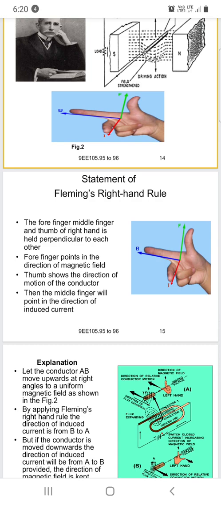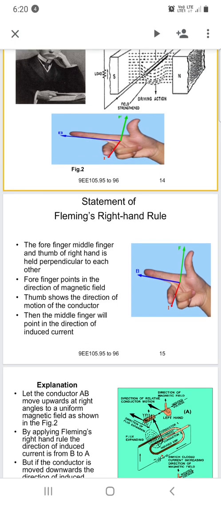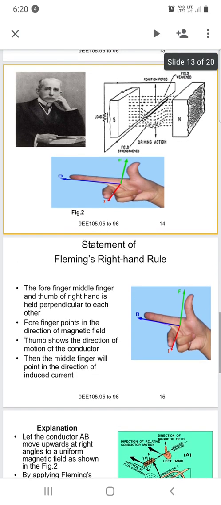So here, in these three fingers, the forefinger points in the direction of the magnetic field. You have to observe the direction of the magnetic field and this hand. Okay, now the magnetic lines of force move from the north pole to the south pole. So here the forefinger is the B.